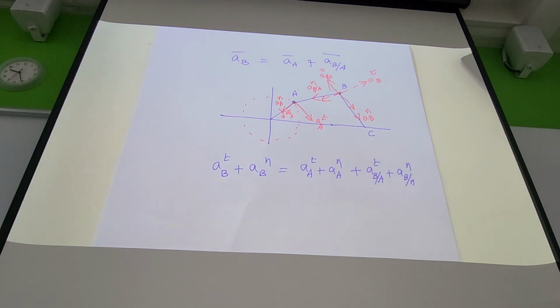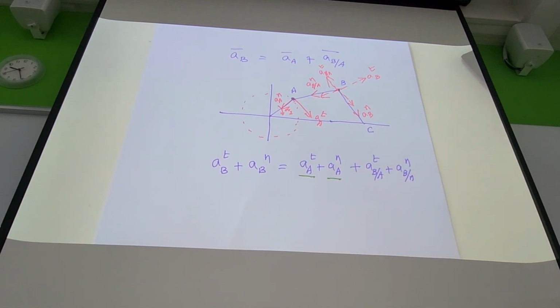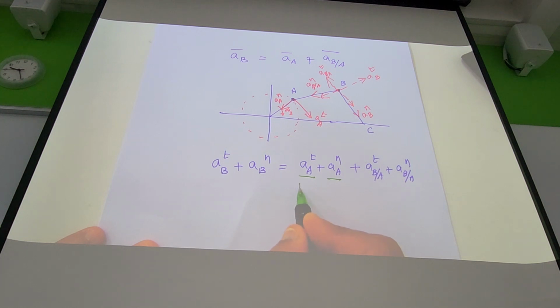Now out of this equation, we know completely the information related to acceleration of A tangent and normal. So you know the direction and you know the magnitude. Similarly, for normal, you know the direction, you know the magnitude. So direction is known, magnitude is known. So that means for point A, we know the complete information.